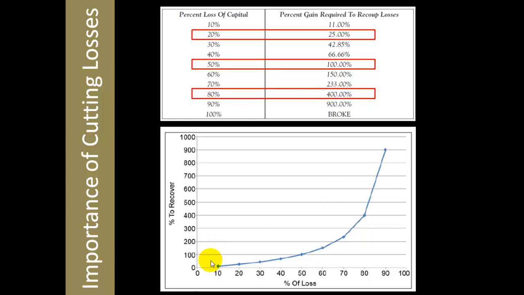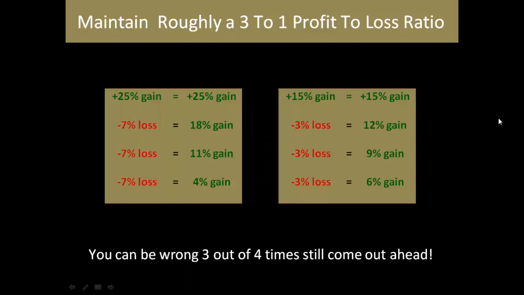And as your losses mount, the amount that you have to get back to even, to recoup those losses, starts to increase dramatically, exponentially almost. So you really want to nip them, keep them short, no more than 7 to 8% in a bull market, 3 to 5% in a bear market, and keep those losses down. Now let's look at this.